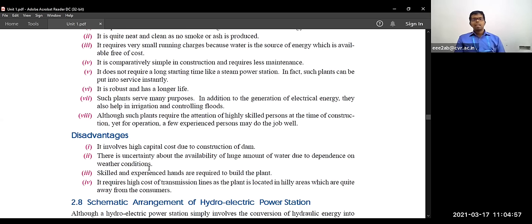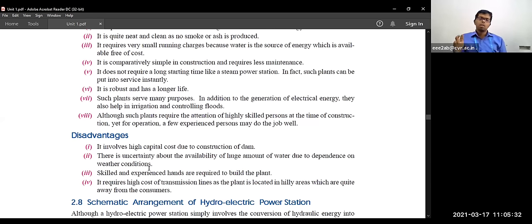Next, skilled and experienced hands are required to build the plant. You can't simply build a dam just like that. For a house, even without civil engineers, with your masons you can easily construct the house, but not the dam. For a dam you need some experienced hands.